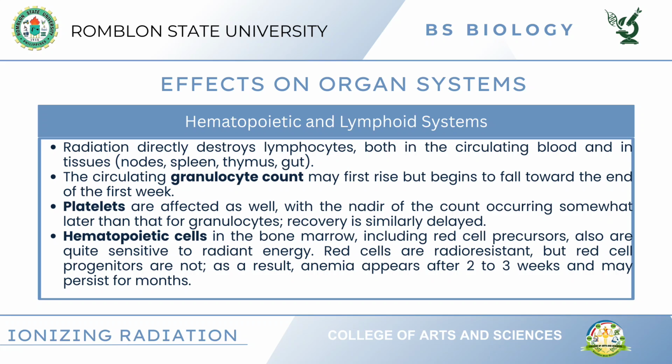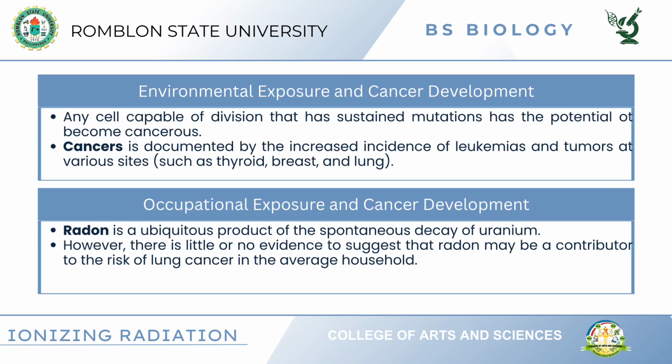While mature red blood cells are pretty resistant sa radiation, yung young cells that create them in the bone marrow are not. So, radiation damages these precursor cells, so yung body, they can't make enough new RBCs. As a result, anemia happens and develops after 2 to 3 weeks and can last for a long time and even months. So, this can cause fatigue, weakness, and shortness of breath.